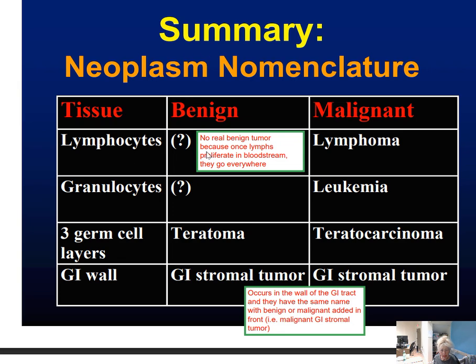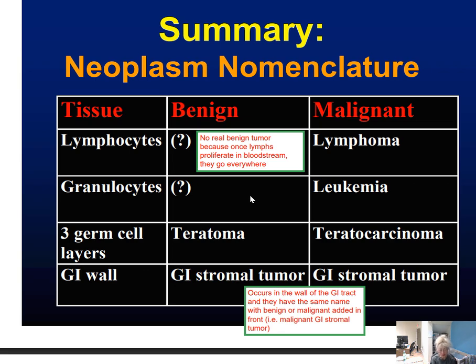Lymphocytes are benign. No real benign tumor, because once the lymphocytes proliferate, they go everywhere, so it's always malignant. Lymphoma. Granulocytes, again, not benign, because granulocytes are made through our hematopoietic system within our bone marrow. They become malignant, we get leukemia.